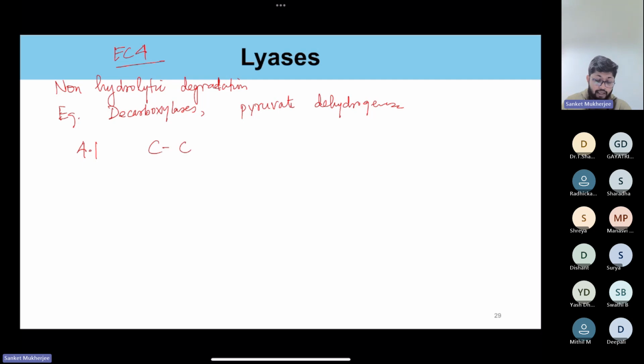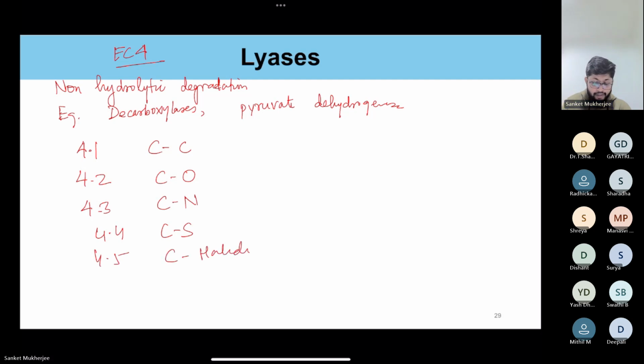4.1 is carbon-carbon lyase. 4.2 is carbon oxygen lyase. 4.3 is carbon nitrogen lyase. 4.4 is carbon sulfur lyase. 4.5 is carbon halide lyase. 4.6 is phosphorus oxygen lyases, and there is then 4.99 for other lyases.